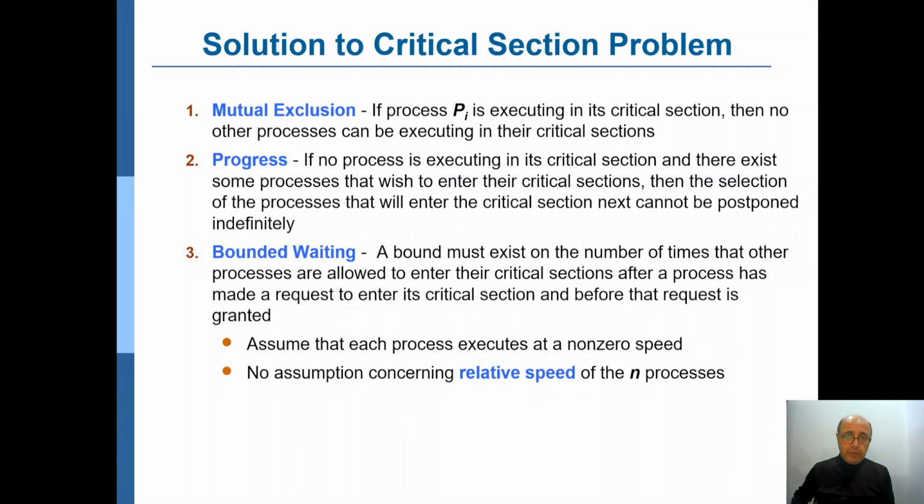And the third condition is somewhat similar. A bound must exist on the number of times that other processes can go into their critical sections after one process has made a request to go into its critical section and it's just waiting. That means the following. Okay, P0 is in its critical section. Both P1 and P2 are waiting also to go in their critical sections. Let's say the system selects P2 to continue next after P0.